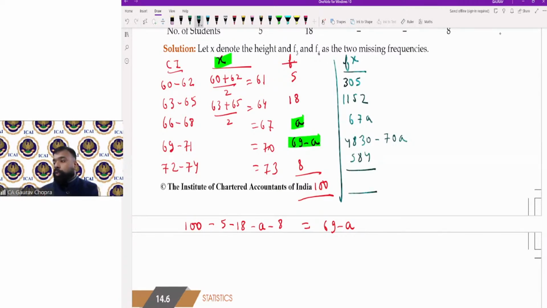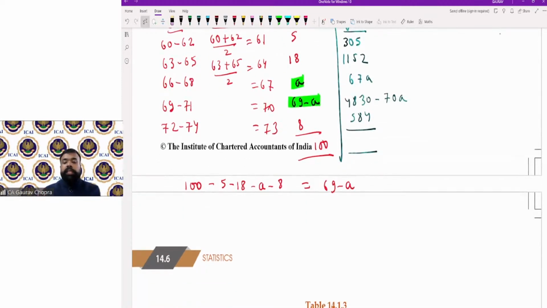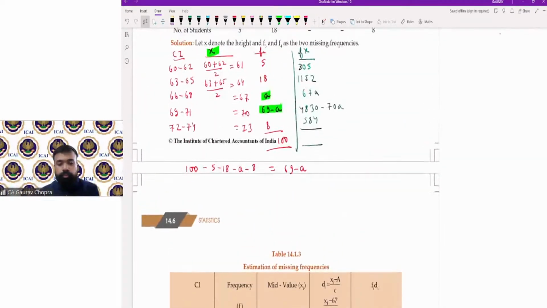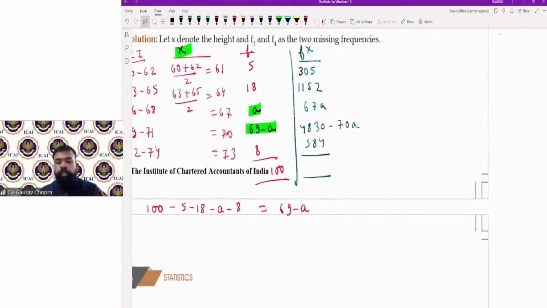Now you can see your total. How much is the total? Check. 305 plus 1152 plus 584 and then plus 4830. So how much are you getting? 6871 and then minus 3A. This is fx.